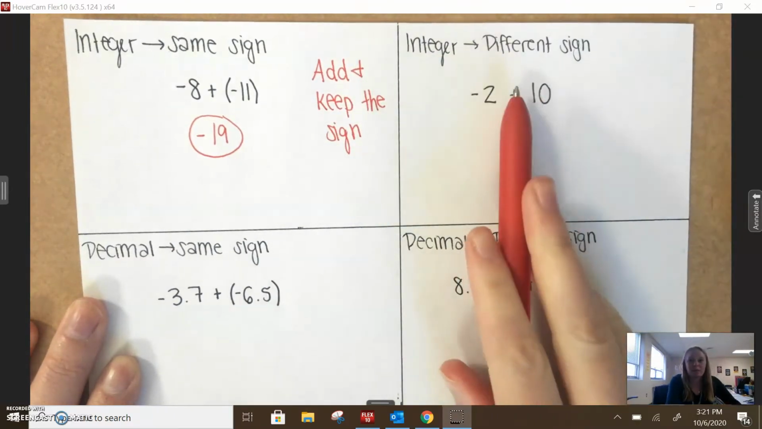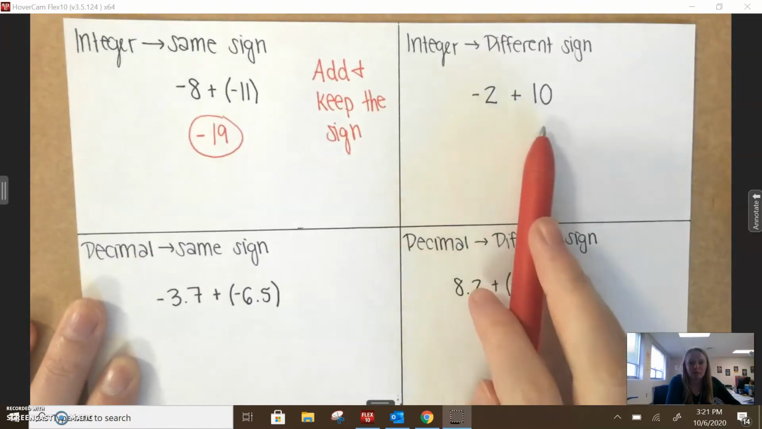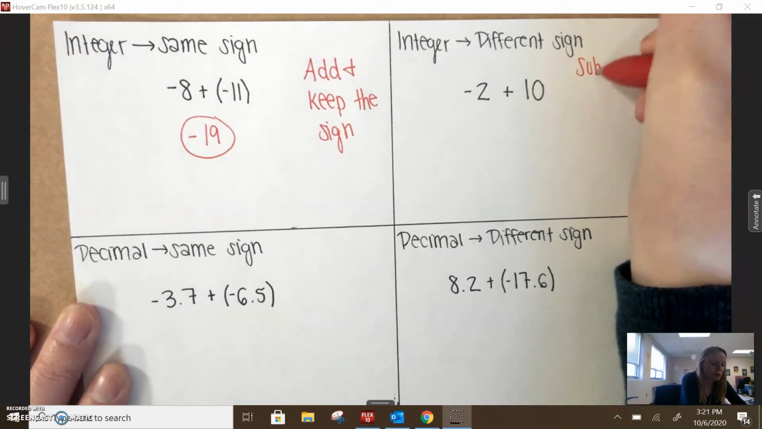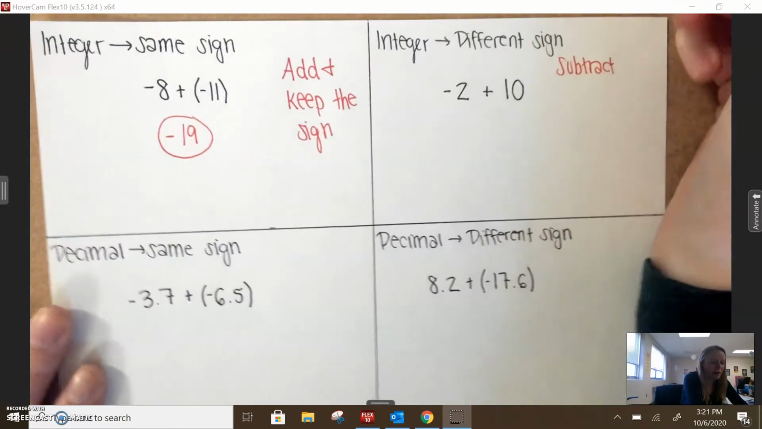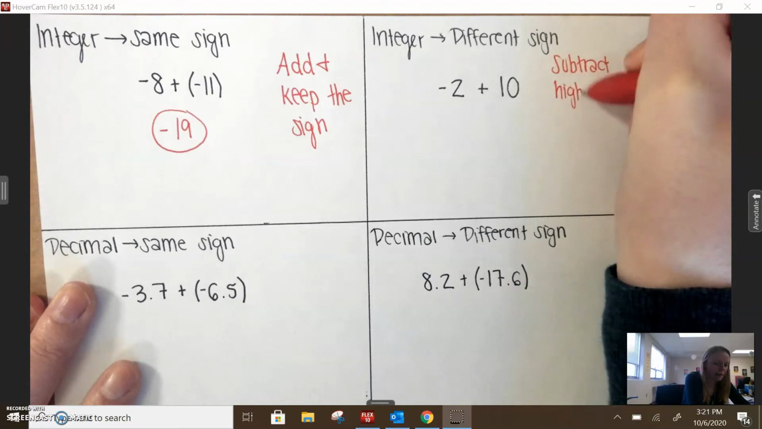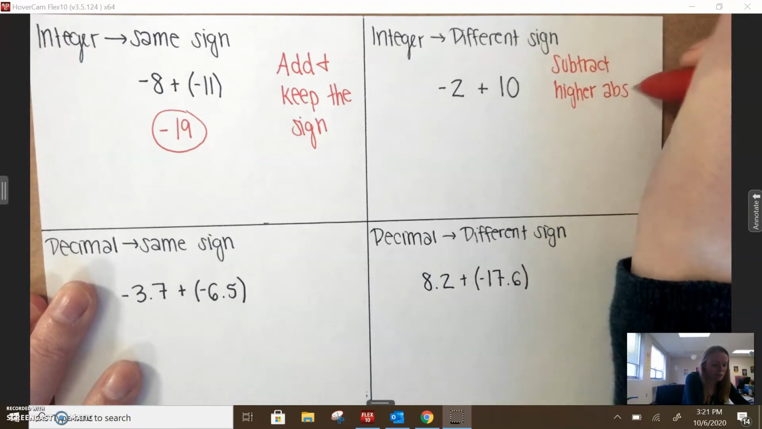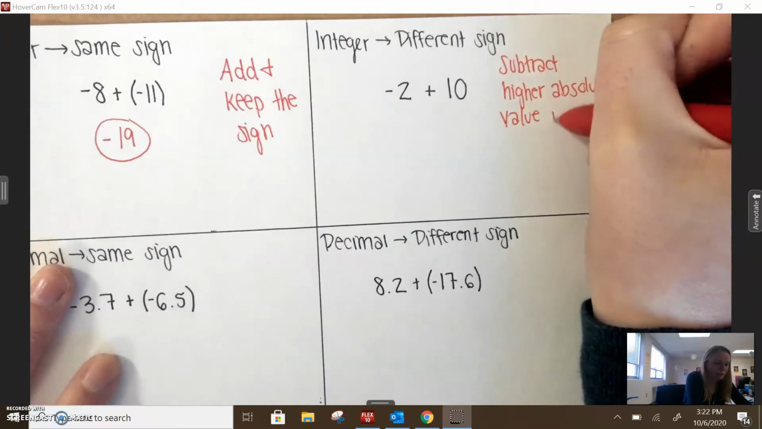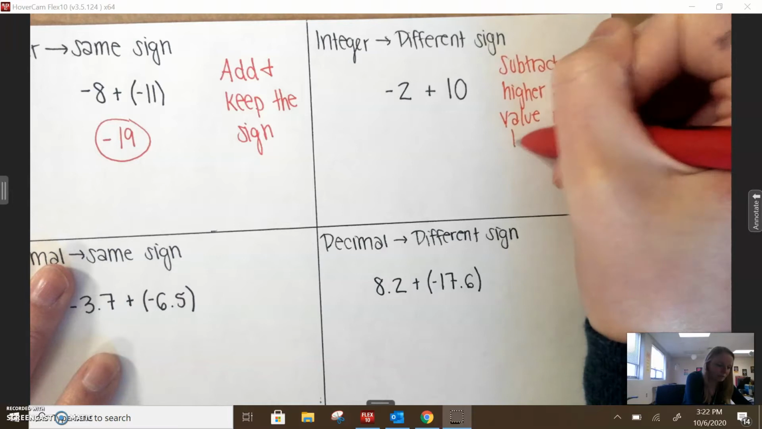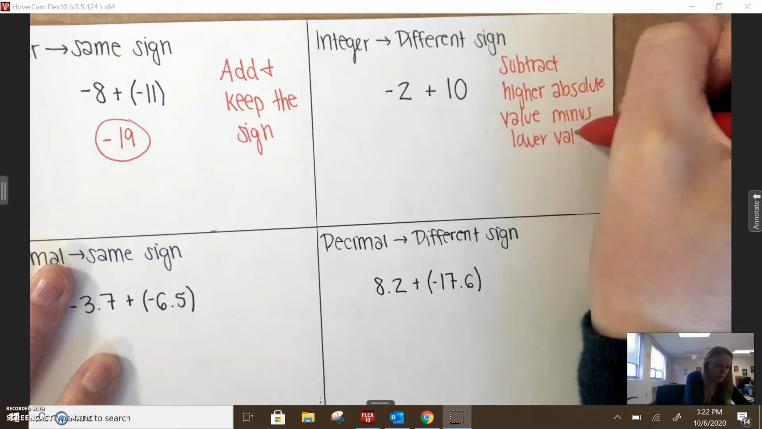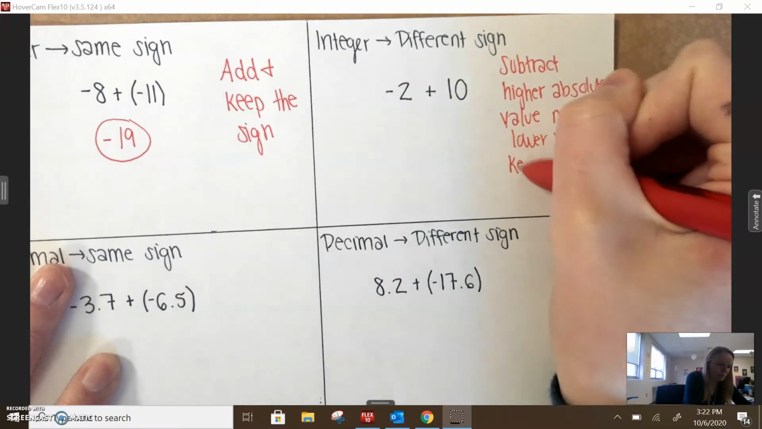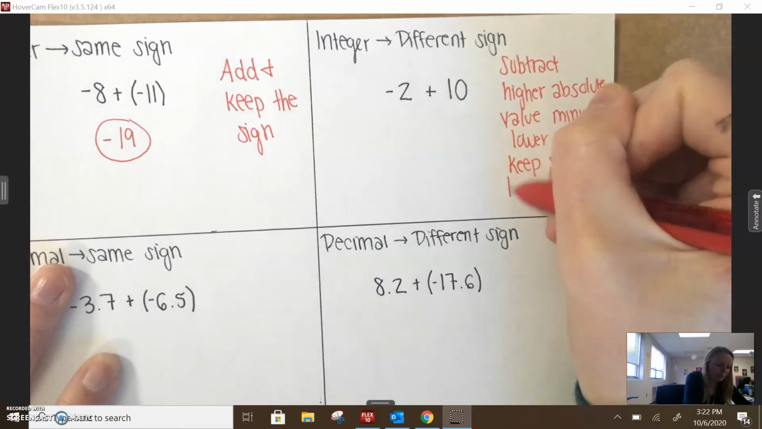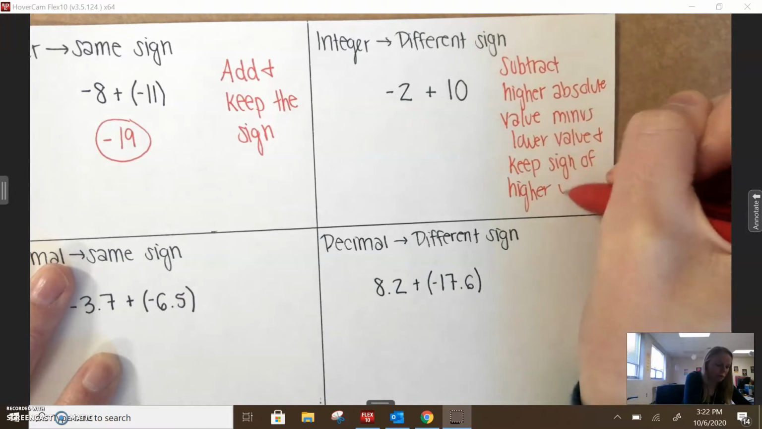So then if we have different signs, meaning I have one negative, one positive, I have to do some subtraction of higher absolute value minus lower absolute value. And then we keep the sign of higher absolute value. So this should all be review.